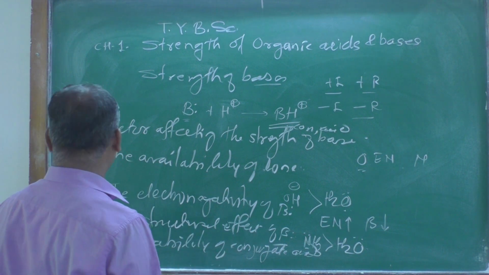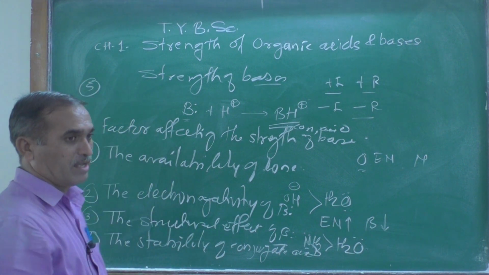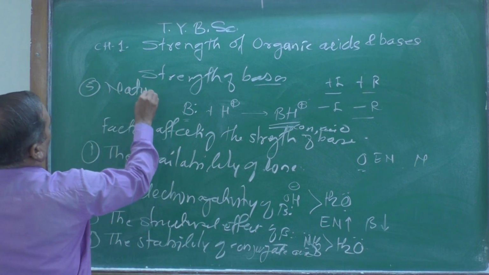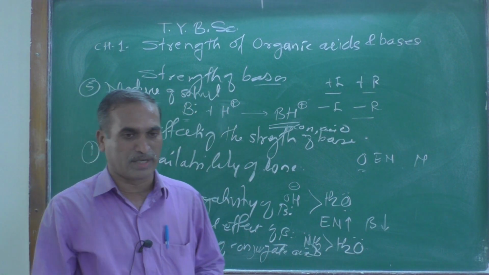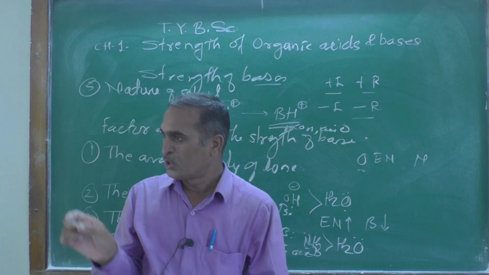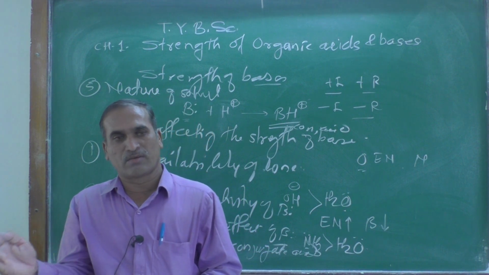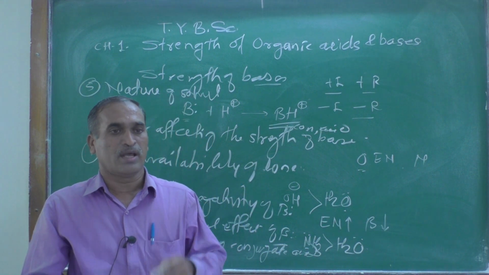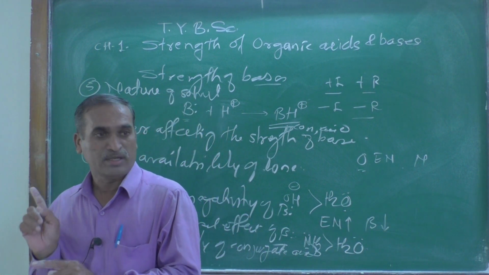Now the last factor, the fifth factor, is called the nature of solvent. As we know, solvents are present in two types. One is called a polar solvent, and the other is called a non-polar solvent. Non-polar solvents increase the basicity, whereas polar solvents decrease the basicity.